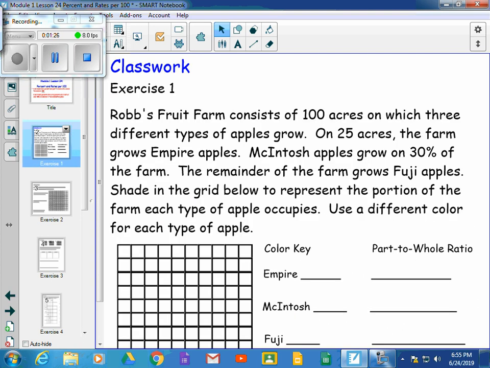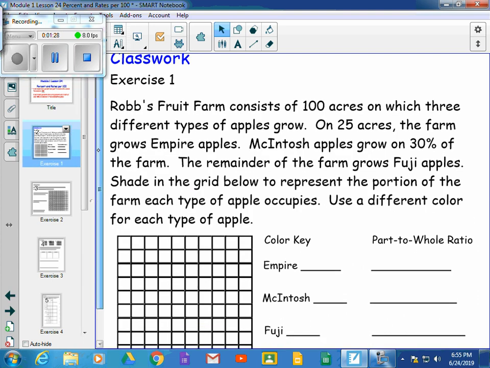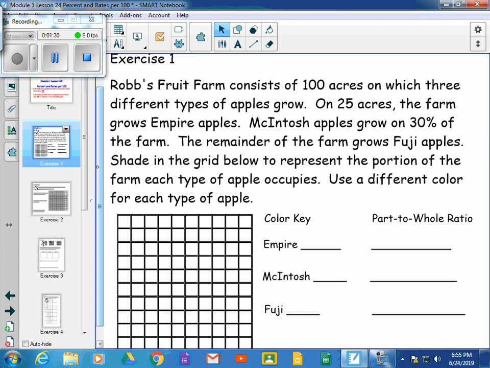Let's take a look at example number 1. It says Rob's fruit farm consists of 100 acres on which 3 different types of apples grow. On 25 acres, the farm grows Empire apples. Macintosh apples grow on 30% of the farm. The remainder of the farm grows Fuji apples. Shade in the grid below to represent the portion of the farm each type of apple occupies. Use a different color for each type of apple.